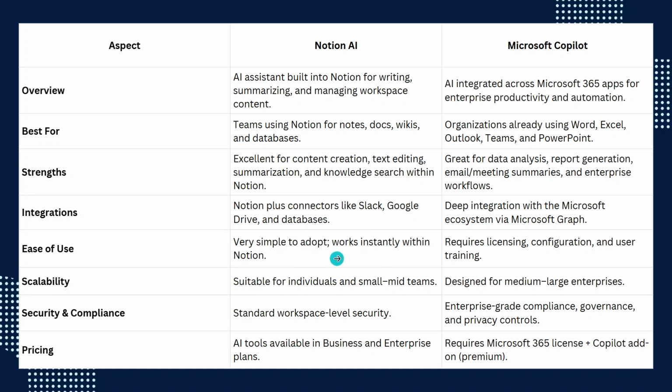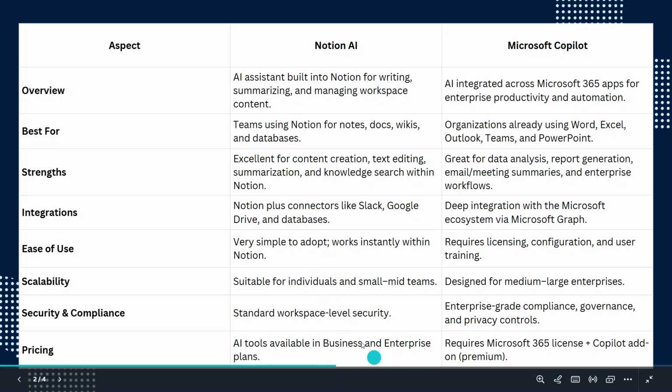However, Notion AI does have some limitations. It's most effective within the Notion ecosystem and might not hold up as well when it comes to large-scale enterprise automation or complex data workflows. Additionally, to access its full range of AI features, you would need to be on a business or enterprise level plan.